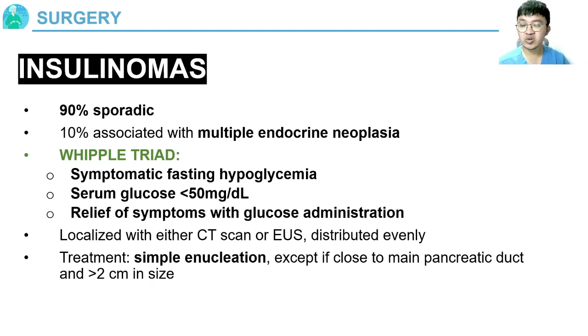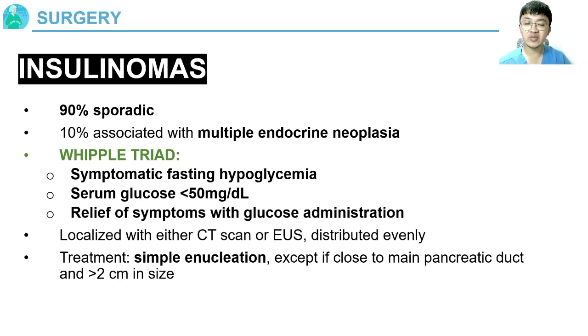So again, insulinomas, 90% are sporadic, meaning they are not transmitted by a genetic mutation from a parent to a child, and 10% are associated with multiple endocrine neoplasia type 1, usually. The Whipple triad has fasting hypoglycemia, symptomatic if there's a serum glucose level of less than 50, and the symptoms are relieved after glucose administration.